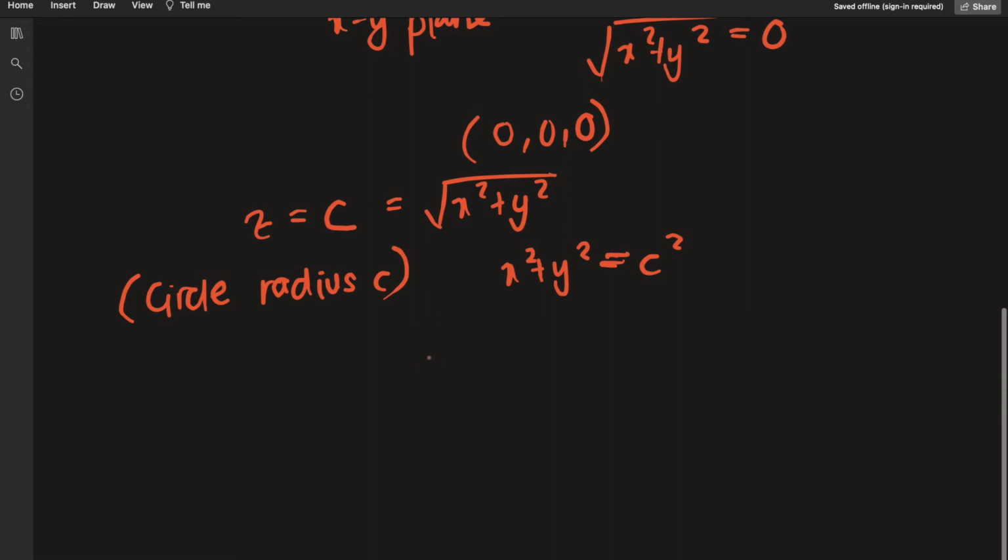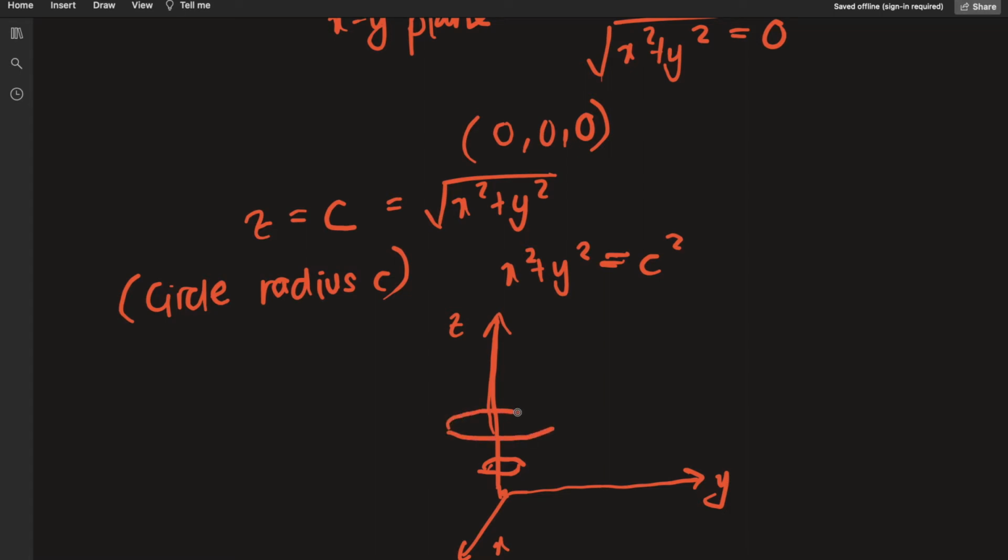So for z equal to 0, we have 0, so nothing. I'm drawing the x-axis here, the y-axis here, z-axis here. For z equal to 0, we just have the origin. For z equal to 1, we have a unit circle in the xy plane, so it's going to look something like this. For z equal to 2, we have a circle of radius 2. And then you basically keep on increasing, you get this nice looking pattern.